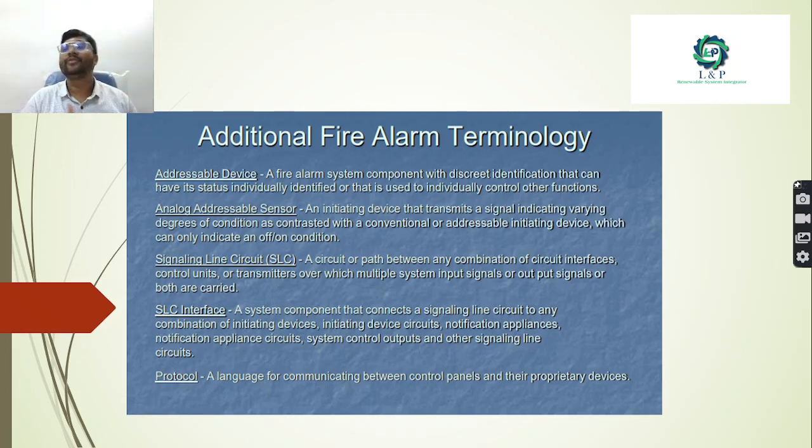Next, the SLC interface. This is a system component which connects the signaling line circuit to any combination of initiating device circuits, notification appliances, notification appliance circuits, system control outputs and other signaling circuits. Next is the protocol. Protocol is nothing but a language for communicating between the control panel and their proprietary devices.